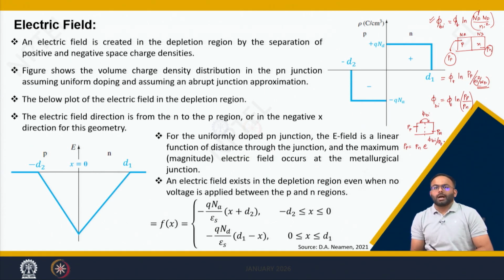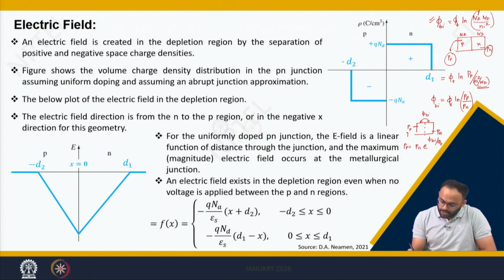Again, there is no need to learn this equation by heart. You can simply use understanding: Pp is a majority carrier concentration. If I am writing Pp, then definitely it will be higher than the minority carrier concentration, so Pn into positive exponent. If I am writing Pn, then with respect to Pp, this Pn is the minority carrier concentration, and hence we need to use a negative exponent of phi bi by phi t.